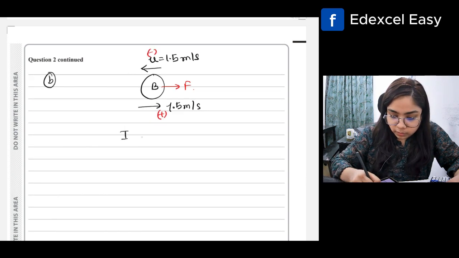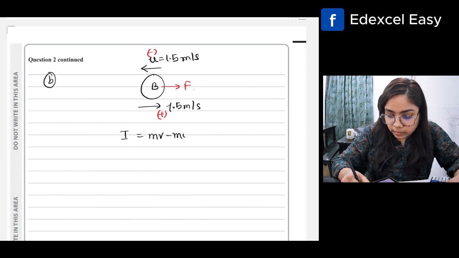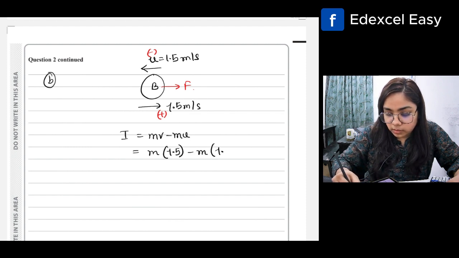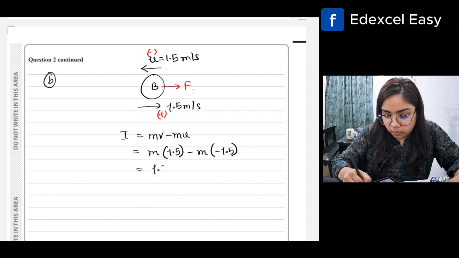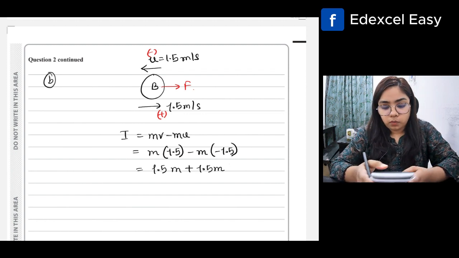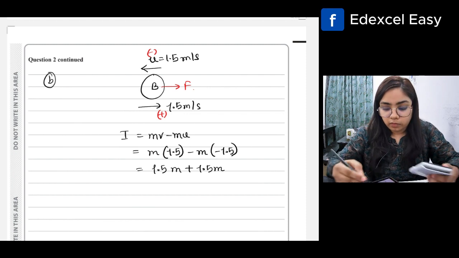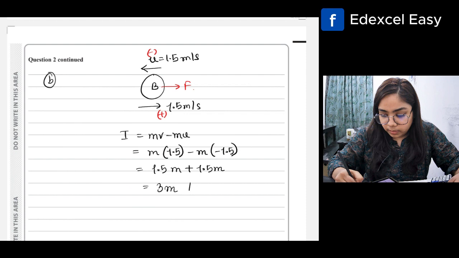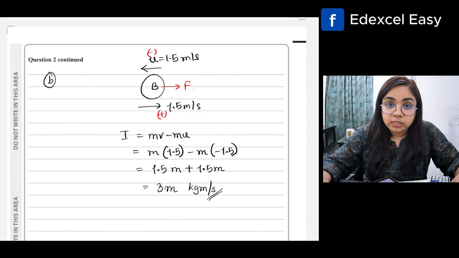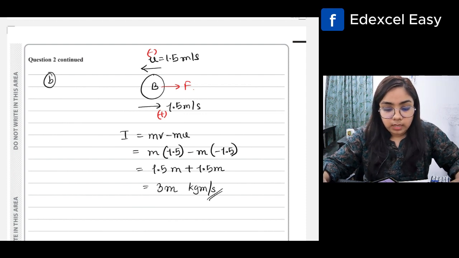Which means now impulse will actually be mv minus mu, which is mass is just m, and v is 1.5, minus m times initial velocity, which was again negative 1.5, right? So minus minus it becomes positive. So you have 1.5 m plus 1.5 m. So if you get 1.5 plus 1.5, that is 3 m over here, right? So this is 3 m kg meters per second. This is the impulse exerted on particle B during the collision by particle A. Okay, so this was it for question 2.